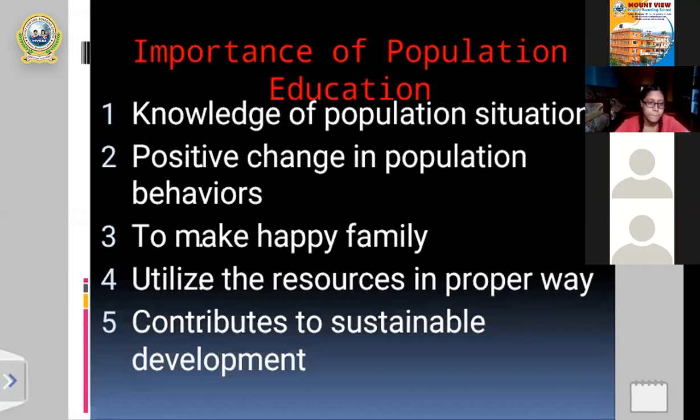So we should be conscious towards the population growth rate. That means we should manage the population growth rate, and to manage it, we can follow different methods. And if we manage the population growth rate, then we can get different advantages and benefits in our daily life. All right.